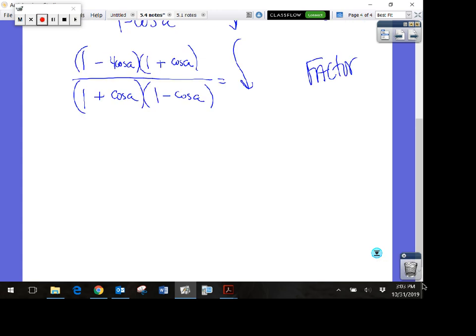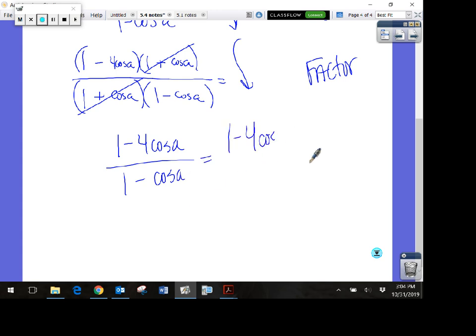And now I divide 1 plus cosine over 1 plus cosine is 1. That's dividing. So I'm left with 1 minus 4 cosine A over 1 minus cosine A, which is equal to 1 minus 4 cosine A over 1 minus cosine A. And how was I able to do that? Divide, correct.